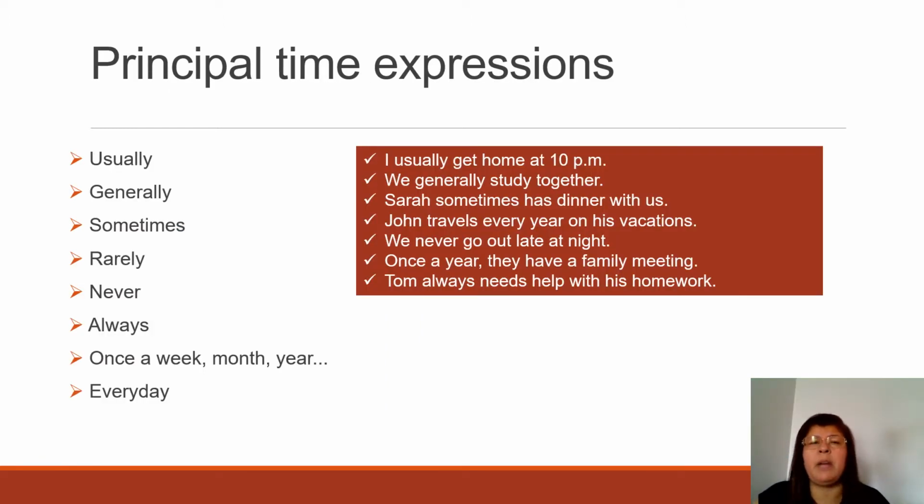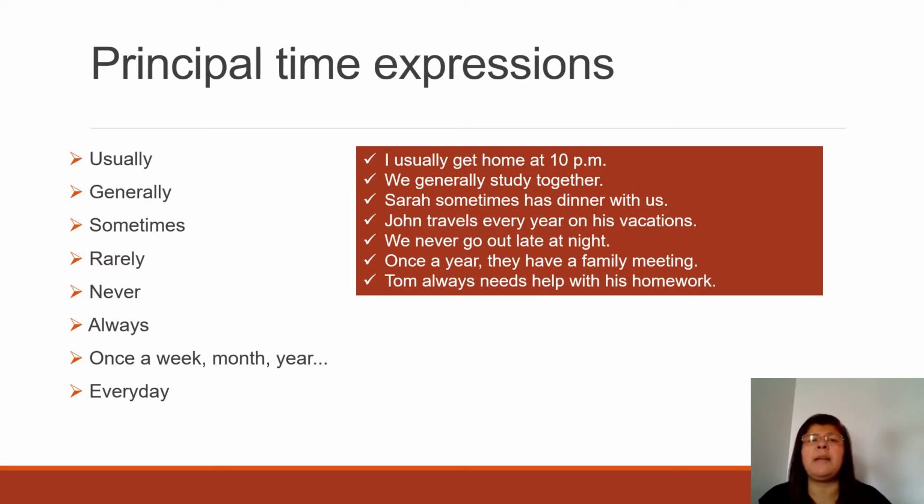As we talked about the use, let's now talk about the principal time expressions that we use with the simple present when we want to talk about habits or routines. That's the principal function of the simple present, to describe habits or routines. Let's see some of these expressions. We have usually, generally, sometimes, rarely, never, always, once a week, once a month, once a year, every day.